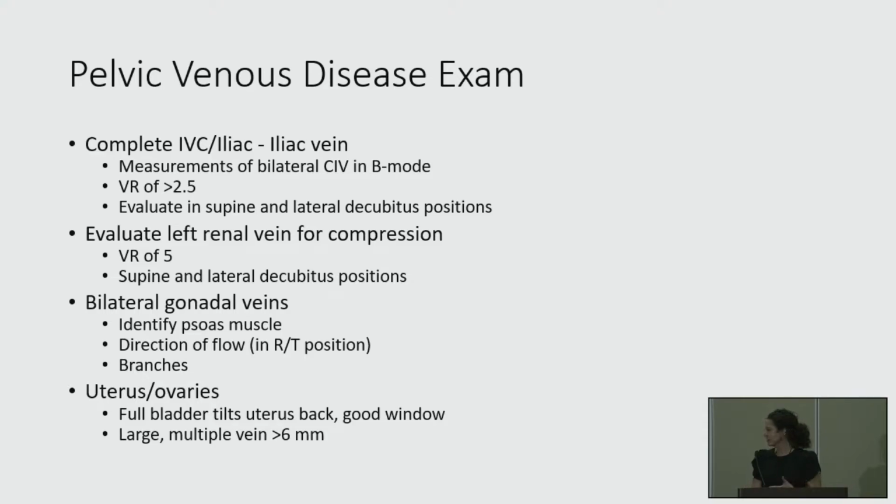Look for those branches, that's going to be huge. And then again, uterus having the full bladder, and then looking for multiple varicose veins. Veins on ovaries is normal, veins on uterus is normal. We're looking for anything large, so 6 millimeters or greater.